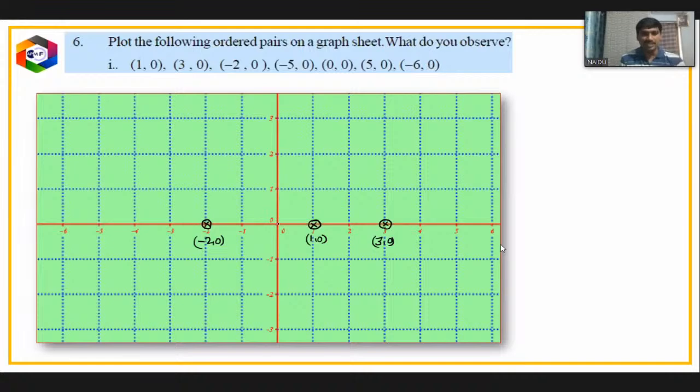So from the origin, negative x-axis 5 units. That is nothing but minus 5 comma 0. So this is the point minus 5 comma 0. So minus 5 comma 0. And we have 0 comma 0.